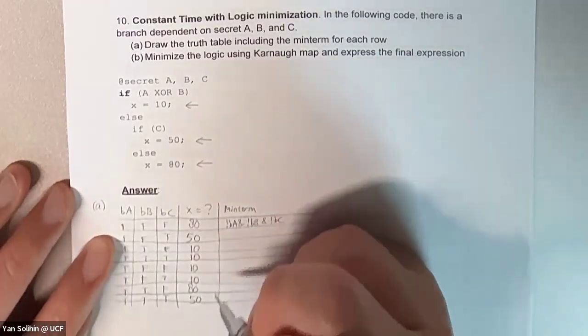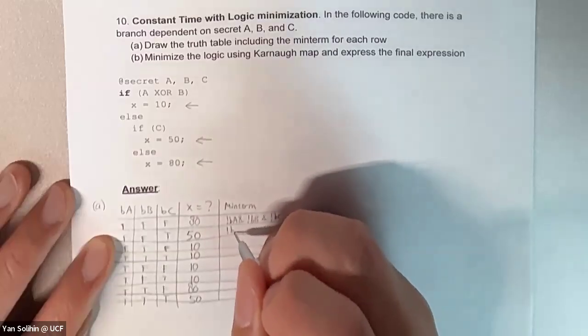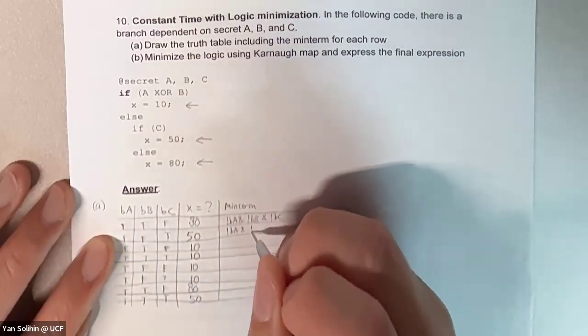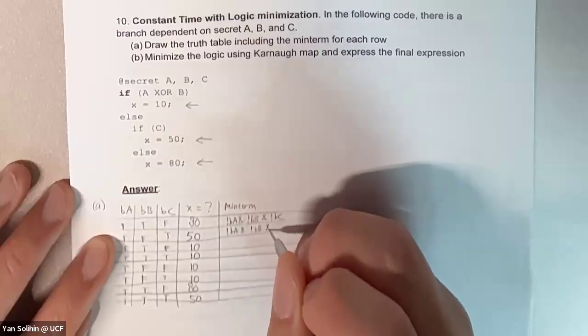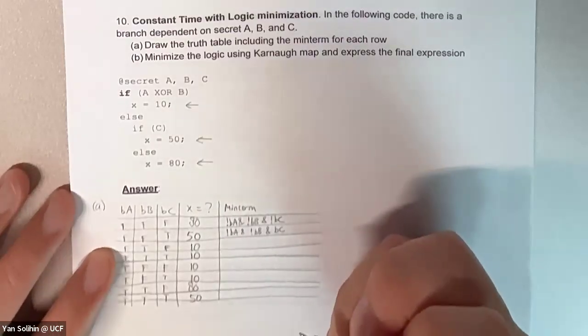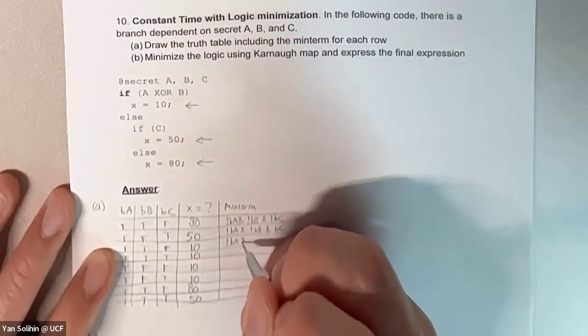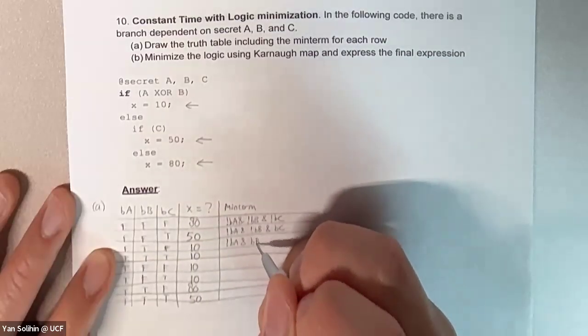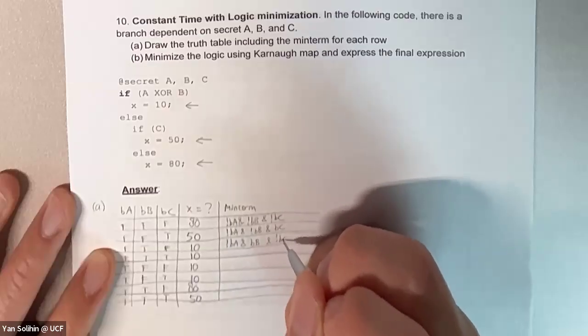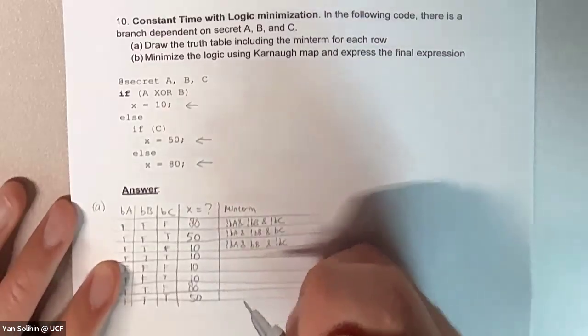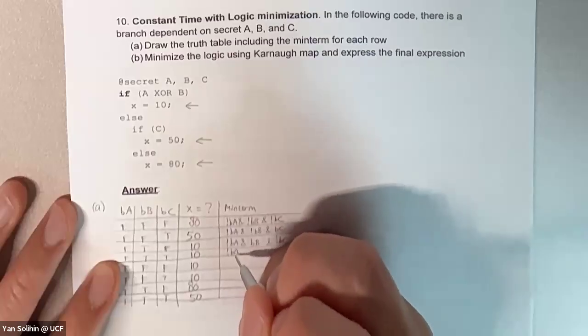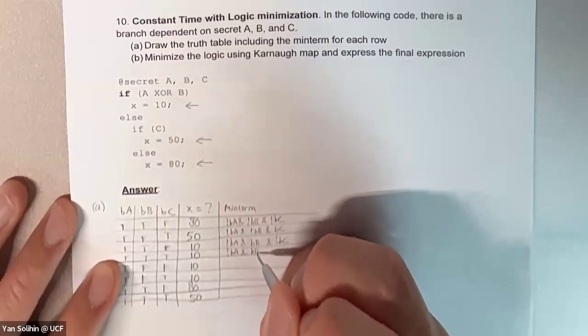And then and so on. So this would be not BA, not BB, and BC. False, true, false. Not BA, BB, not BC. False, true, true. So it will be not BA, BB, BC.